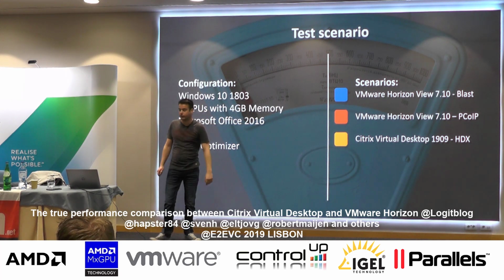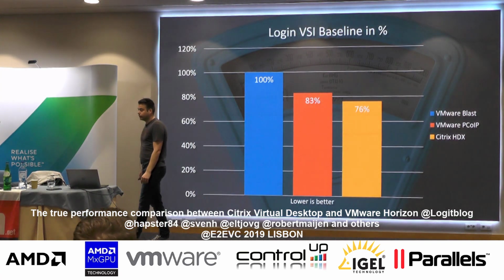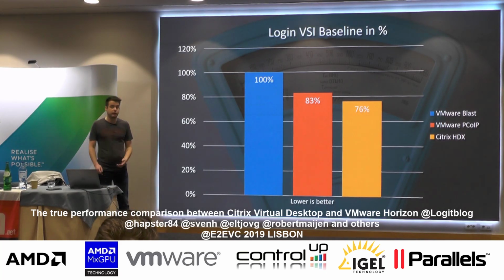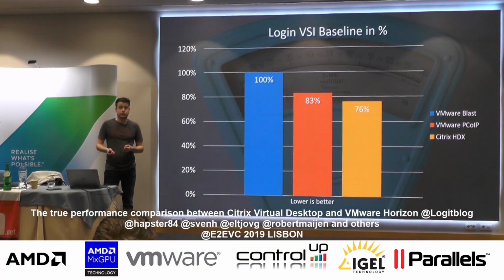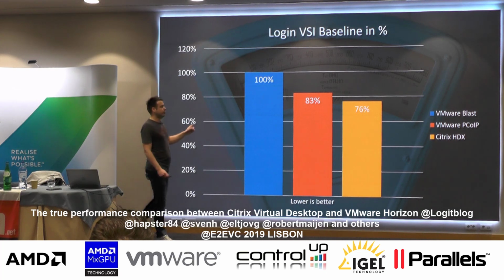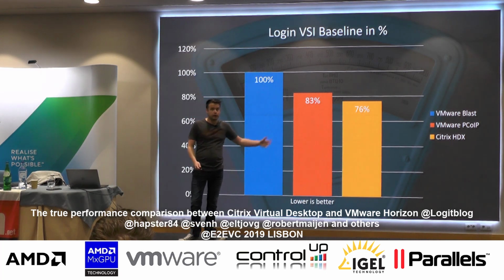PCOverP, and ACX. So, looking at the baseline, you can see here on scale, actually Citrix has a better baseline, so it's more responsive within the session itself compared to Blast and PCOverP. But PCOverP and ACX are very close.